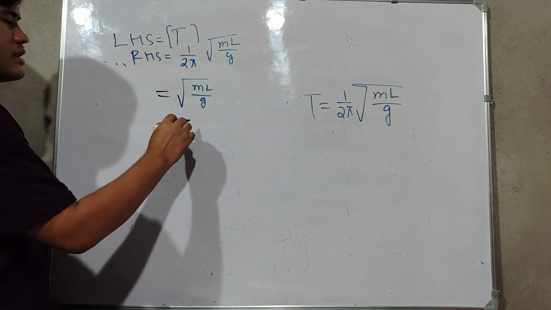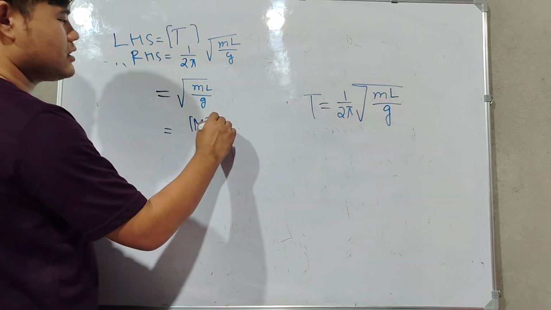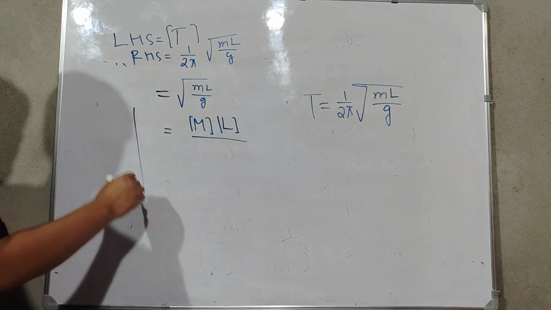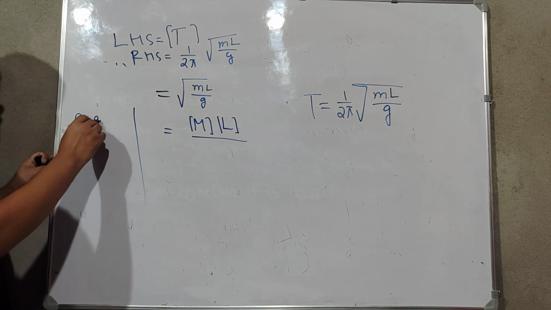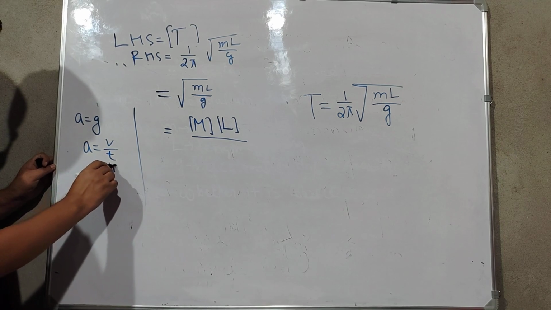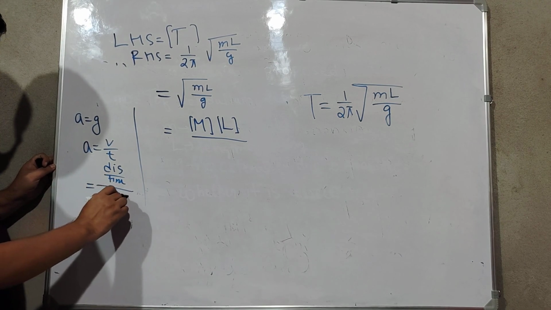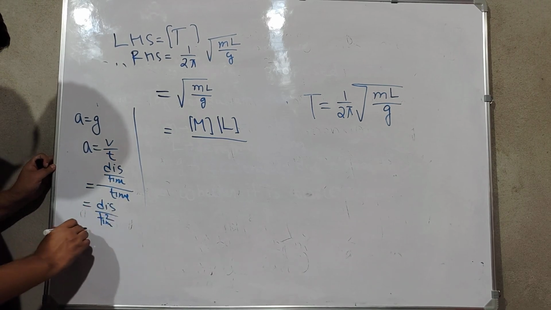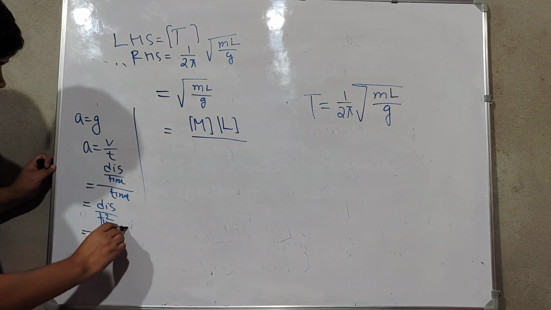Now m means mass, and L means the length of the string, so it will be L only. Now G means acceleration due to gravity, so A, acceleration, and G will have the same dimensions. So A is equal to what? Velocity by time. Velocity means displacement by time, and then one more time is there, so it will be displacement by time square. Displacement is length, and when time square goes up it will have the power of -2.